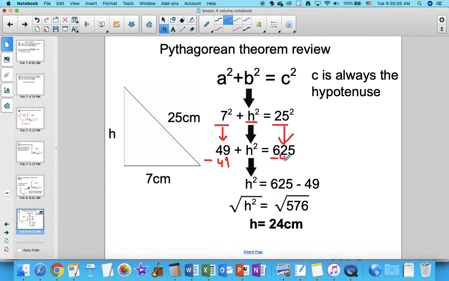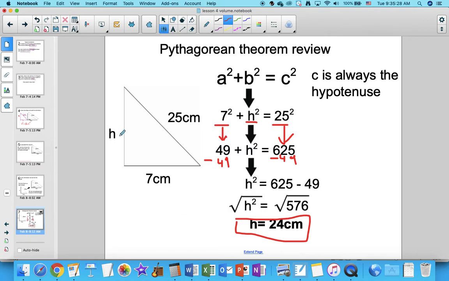Minus 49 on both sides. And now you end up with h squared equals 625 minus 49. Right? So you have h squared equals 625 minus 49. And then you square root both sides because you have h squared and you just want h. Well, once you get this, you square root 576, and you'll get the number 24.